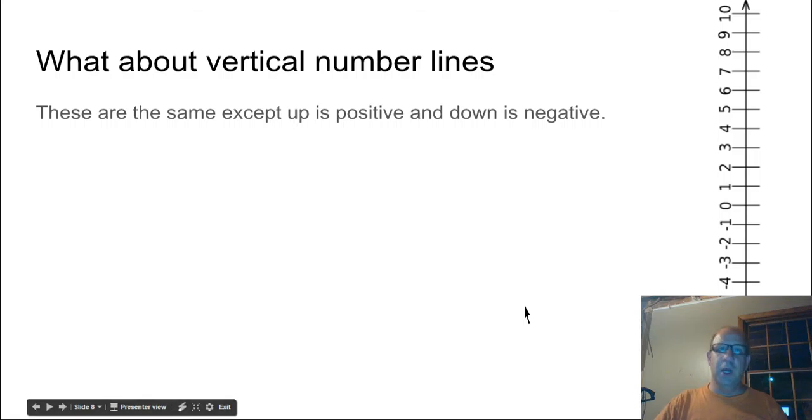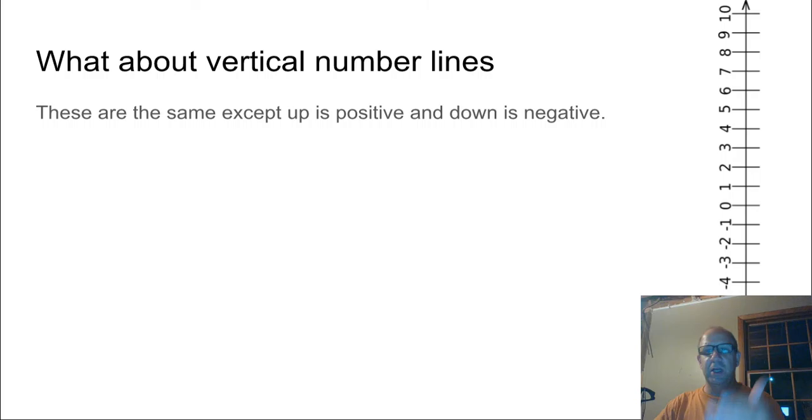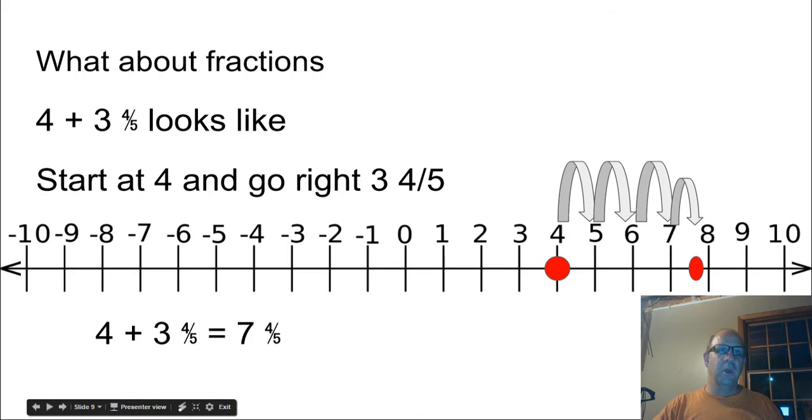Vertical number lines are exactly the same as horizontal number lines, except positive is going up and negative is going down, and 0 will be somewhere in the middle. What about fractions? 4 plus 3 and 4/5 looks like you start at 4, move 1, 2, 3, and 4/5 to the right. So 4 plus 3 and 4/5 is 7 and 4/5.